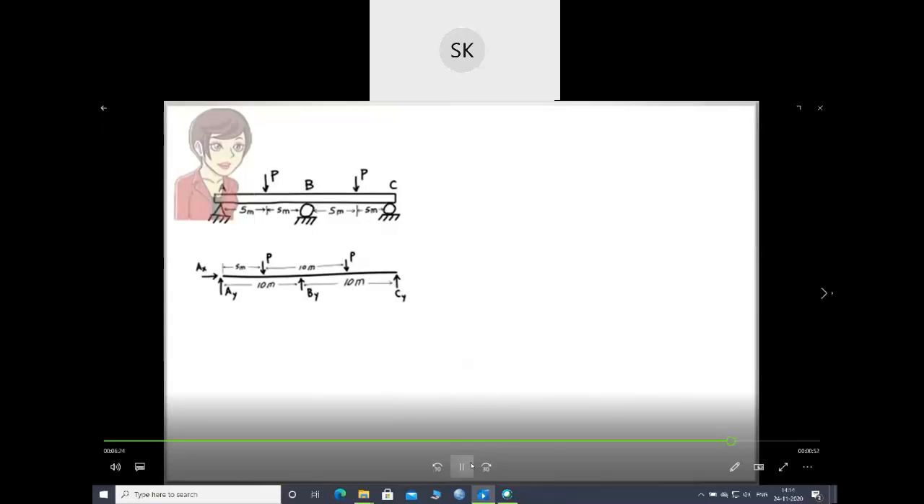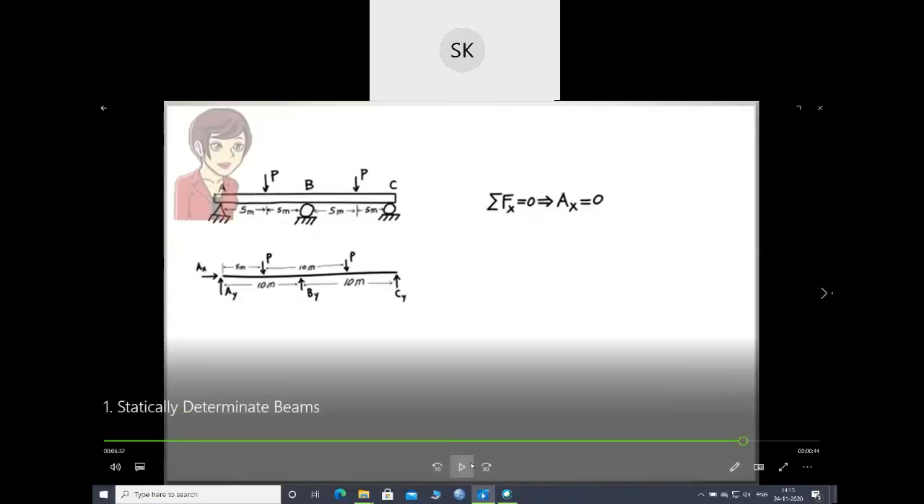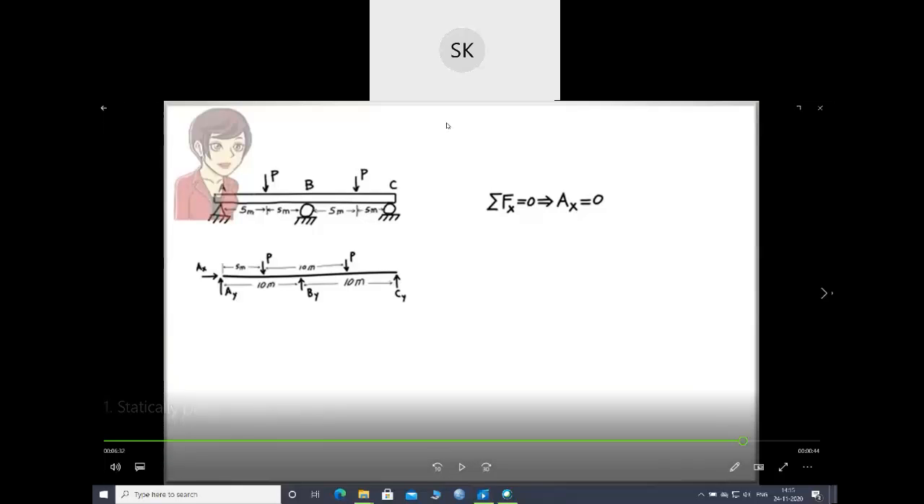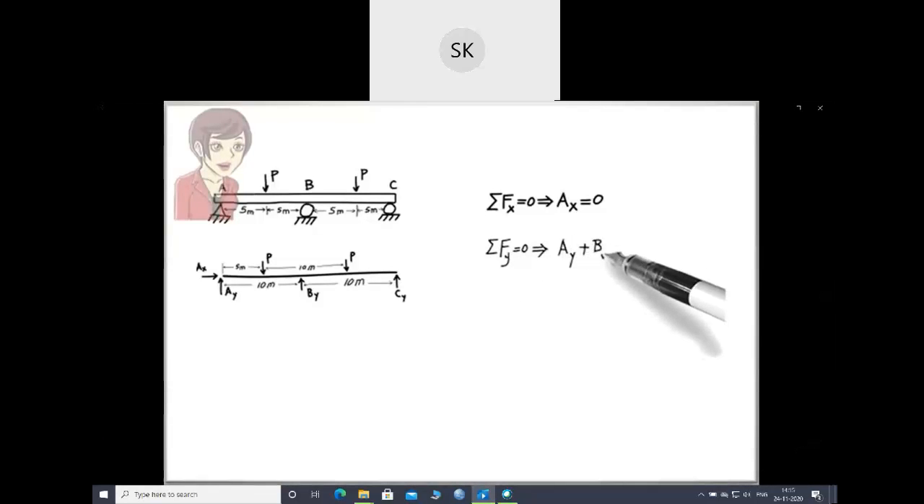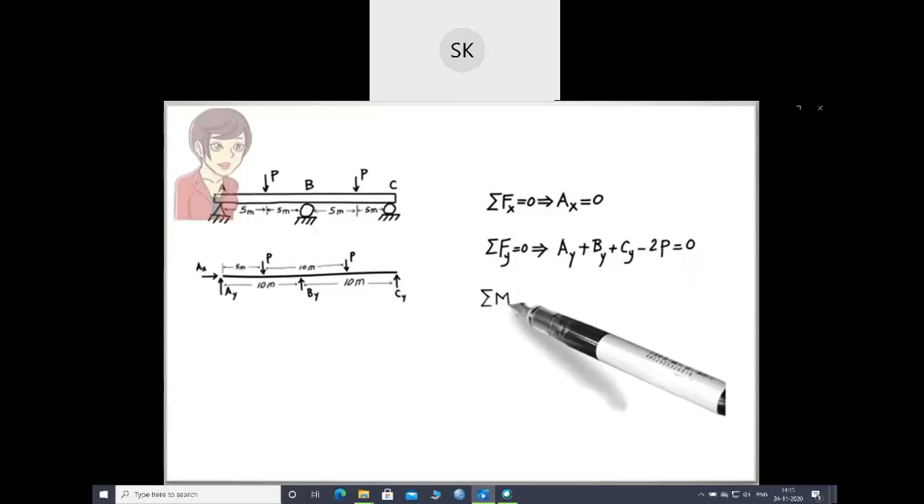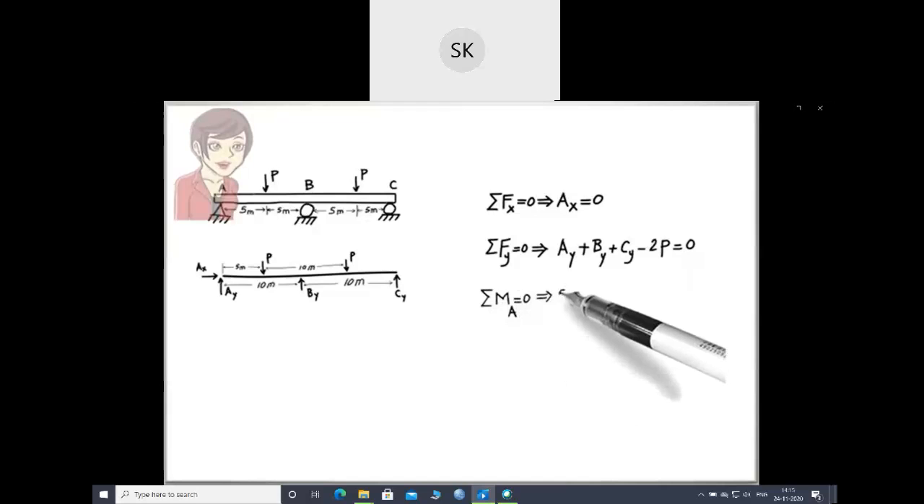Here, the equilibrium equations are: AX equals 0; then use AY plus BY plus CY minus 2 times P equals 0; and 5 times P plus 15 times P minus 20 times CY minus 10 times BY equals 0. Three equilibrium equations to find the support reactions.